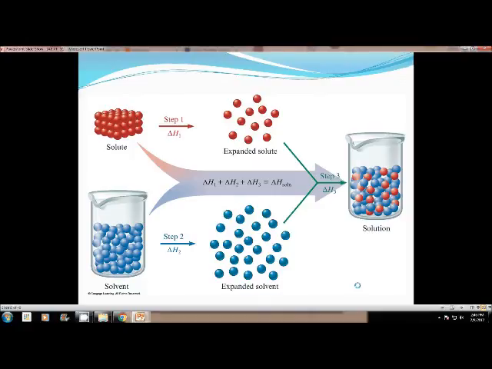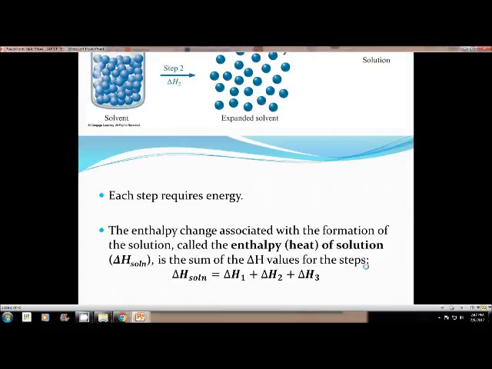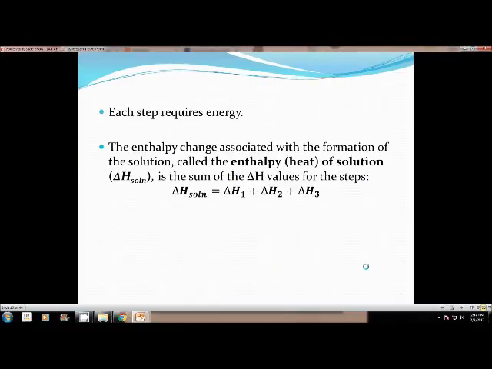So where it says step 1 and step 2 in your picture, those are both expanding, meaning that it's gaining energy, so it's an endothermic section right there, until it condenses back down. And then in step 3, that would be an exothermic part of the combination. So each step of the process requires energy. The enthalpy change associated with the formation of the solution is called the enthalpy of solution, or delta H solution, is the sum of the delta H values for the steps. So however many steps you have, that's what you would add together.